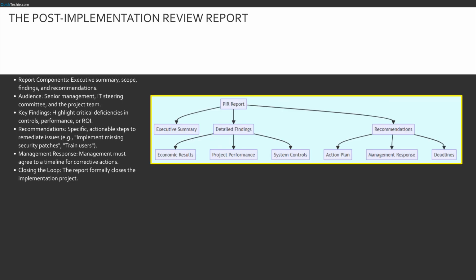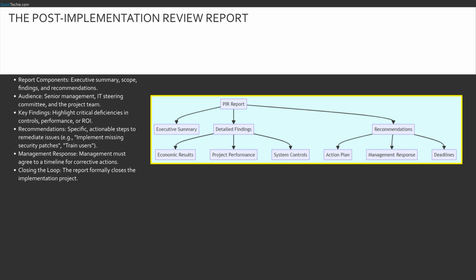The output of our work is the PIR report. This document goes to the heavy hitters, senior management and the IT steering committee. It must be clear and concise. It summarizes the findings. Did we meet objectives? Are controls working? Is the ROI there?